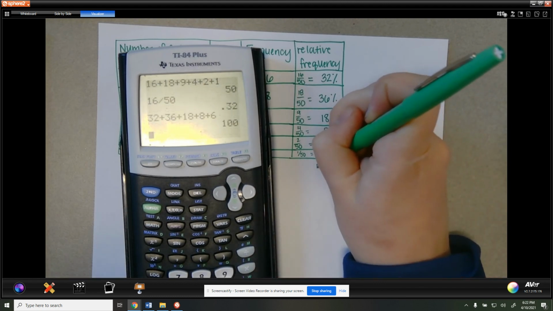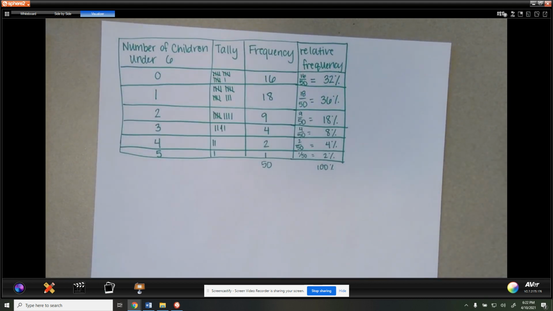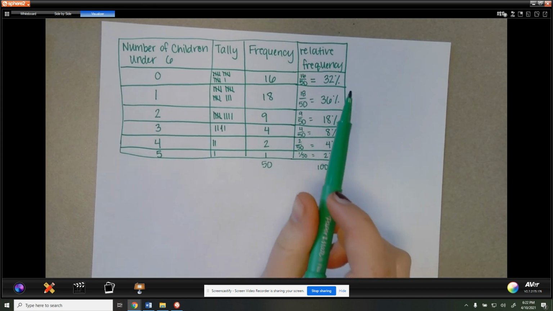Bam, there's 100%. That's good. Okay, so this is a beautiful frequency distribution table that we've just created. So get in the habit of putting all that data in order. And there's a lot of information here that we can go through right away.